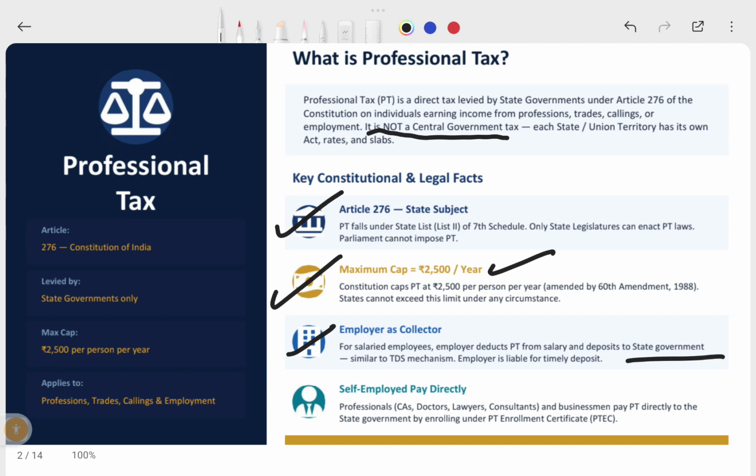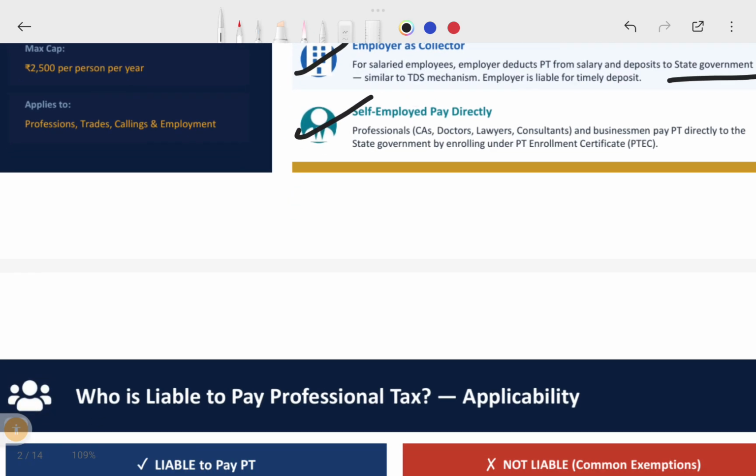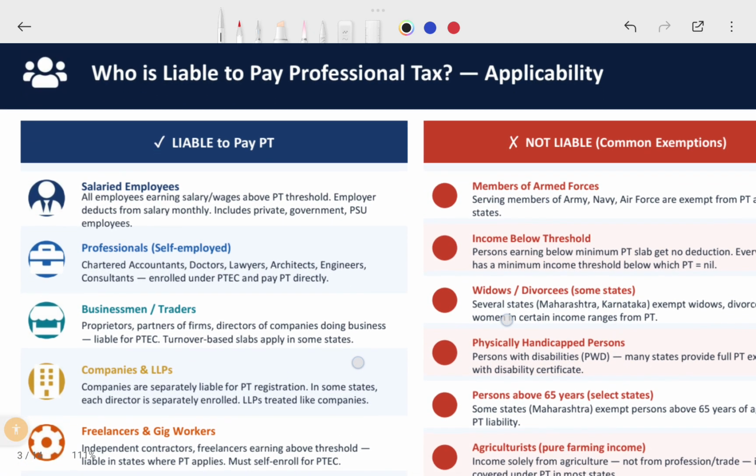Self-employed persons also need to take PT registration and make PT payment, but they pay on their own, as they do not have an employer. This is the summary of where professional tax will apply. So we'll jump into who is liable for professional tax.